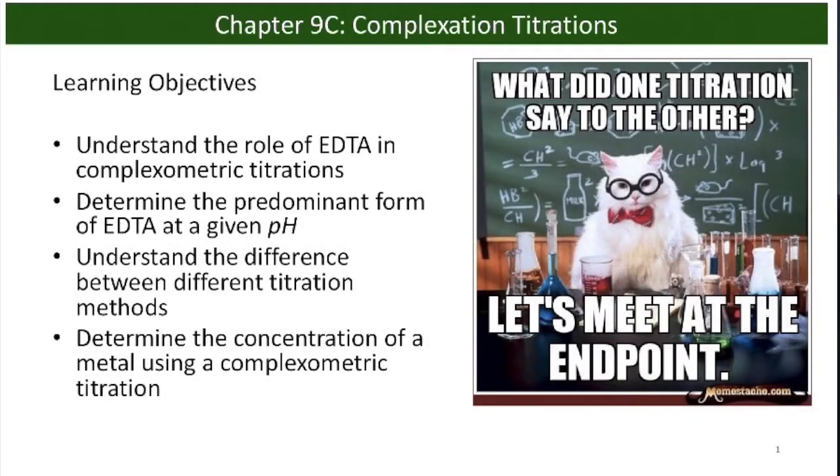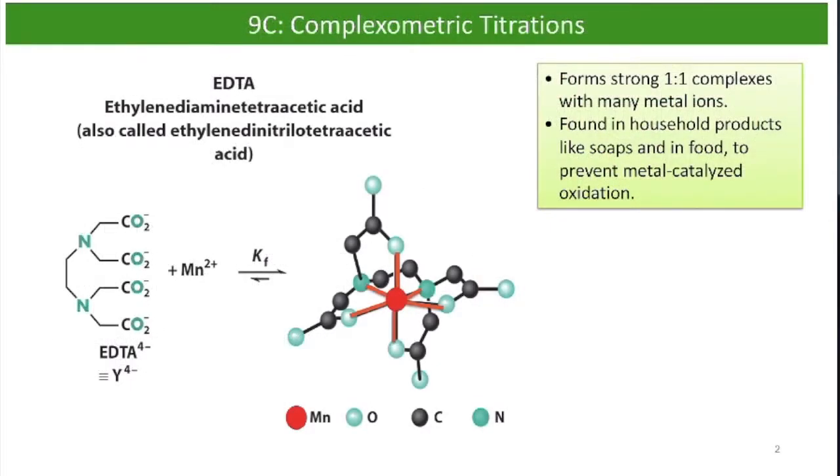In this video, I'm going to talk about complexation titrations, and this will mostly have to do with EDTA. So EDTA, or ethylene diamine tetraacetic acid, forms strong one-to-one complexes with many metal ions, and that's going to be an important thing to know as we go on to do calculations later on.